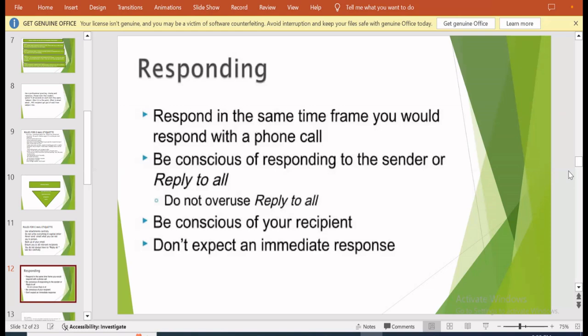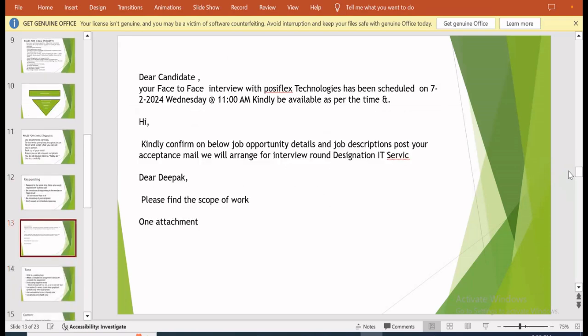Be conscious of the recipient. That is the thing I have already explained. So there is another exercise. Let us check. Here I am giving you another opportunity. Please check and find out the mistakes. I have mentioned here 3-4 emails in one PPT. So please study and inform me. What are the mistakes?